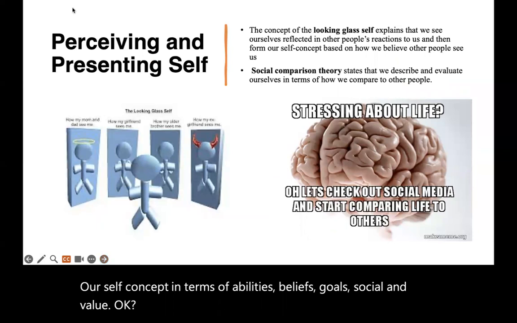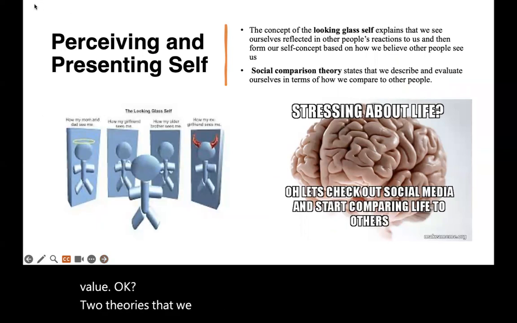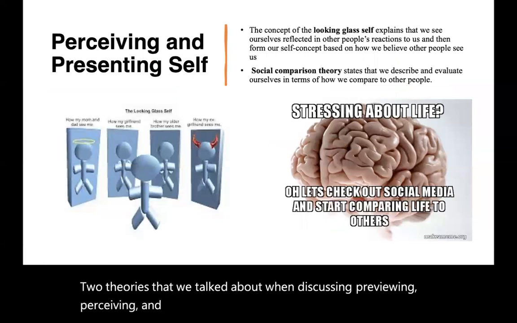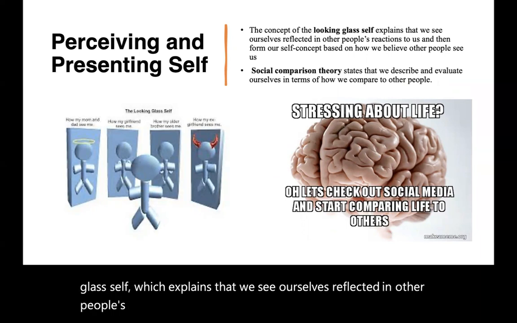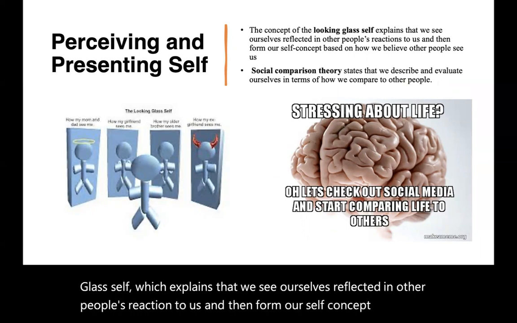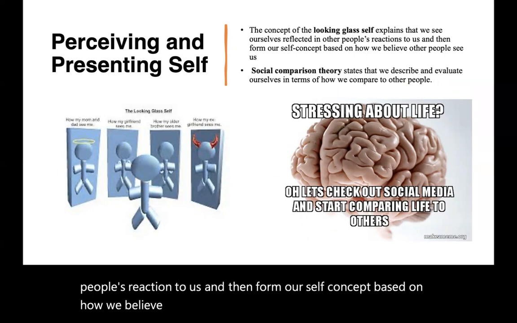Two theories that we talk about when discussing perceiving and presenting ourselves is the concept of the looking glass self, which explains that we see ourselves reflected in other people's reaction to us and then form our self-concept based on how we believe other people see us, okay?